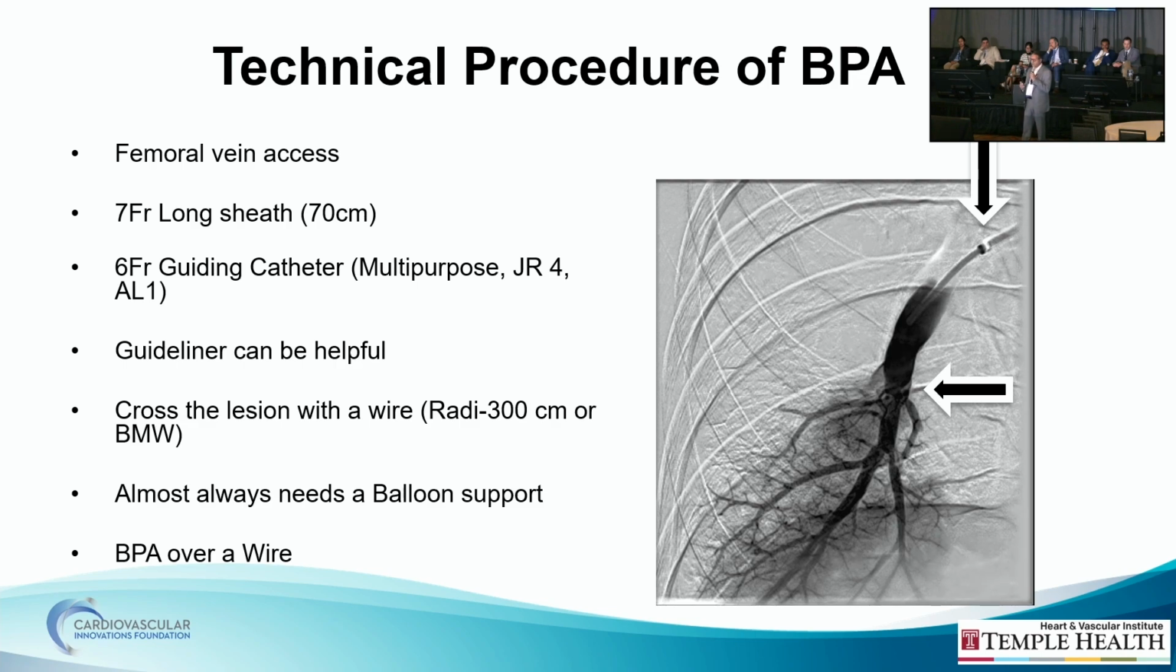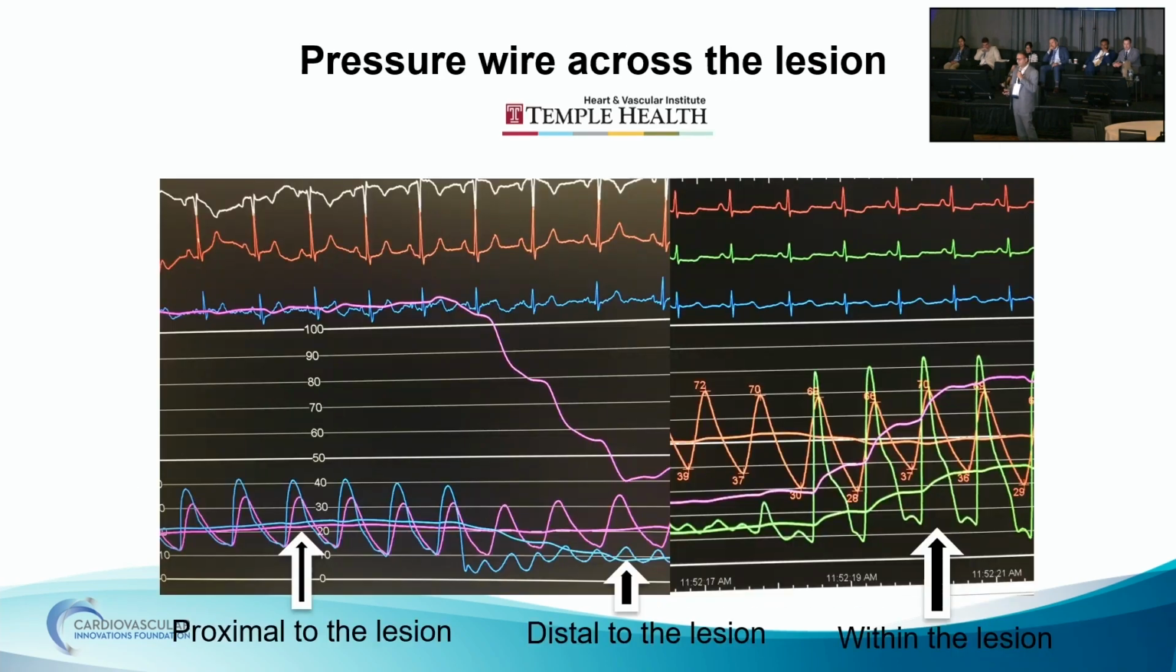Most of these lesions need balloon support to cross. They are very tight, even though they may not look angiographically very tight. And then we perform a balloon angioplasty over the wire. The reason I like a pressure wire in these patients is, as you can see, proximal to the lesion, the waveform is normal. The moment you cross the lesion, the waveform turns like a wedge tracing. And when you pull the transducer of the wire back into the lesion, it ventricularizes.